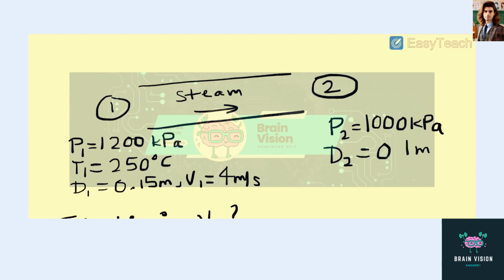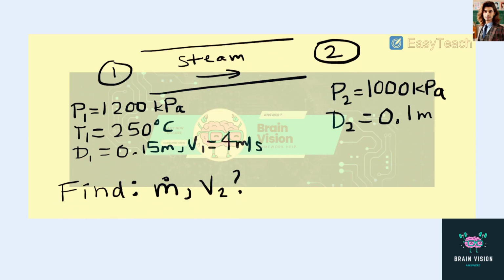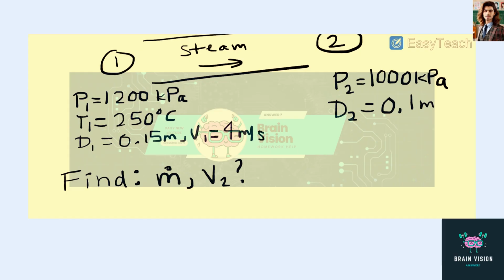Hi everyone, so what we have is an insulated pipe that has steam flowing through it. At the inlet of the pipe, the pressure is 1200 kPa, the temperature is 250 degrees C, and the diameter of the pipe is 0.15 meters, and the steam is flowing through at 4 meters per second. At the outlet of the pipe, we know the pressure is 1000 kPa and the diameter is smaller at 0.1 meters. What we're asked to solve for is the mass flow rate and the velocity at the exit.